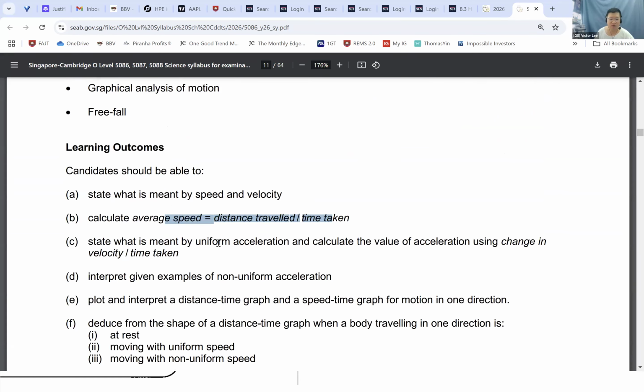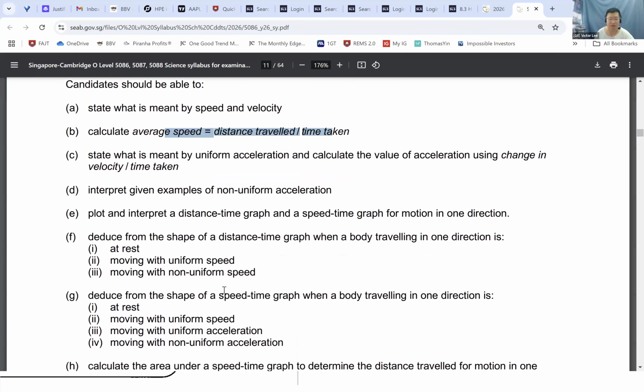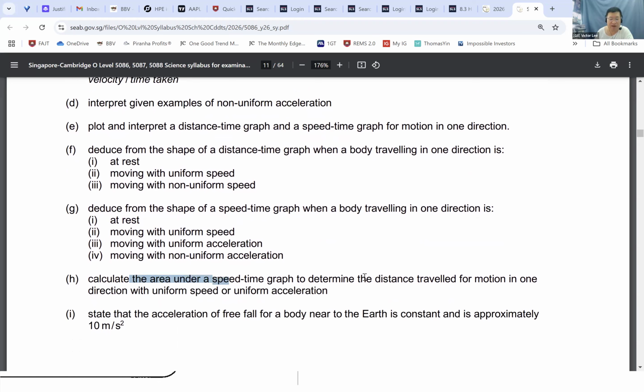You talk about acceleration, uniform acceleration, how to find acceleration, how to identify non-uniform acceleration, curves, and so on. Based on the shape of the distance-time graph and the speed-time graph, they tell us exactly what you need to know: whether the object is at rest, moving at uniform speed or non-uniform speed, and so on. Once you can understand and explain all these things, you're okay already. Then calculate the area under the graph to determine the distance traveled. This one, of course, we'll study.